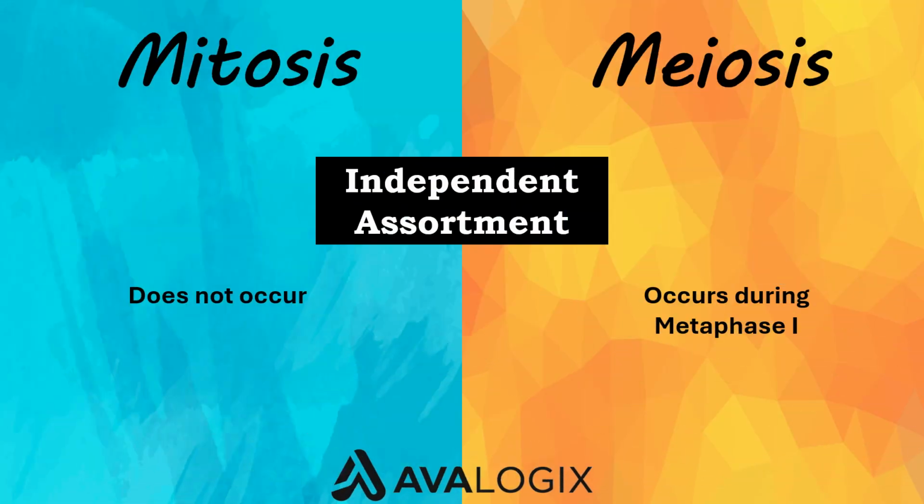Independent assortment refers to how different pairs of chromosomes align and separate independently of each other during metaphase I of meiosis. This results in a wide variety of possible gamete combinations. Mitosis lacks this mechanism because the goal is exact replication, not variation. Therefore, no new combinations are formed during mitotic division.